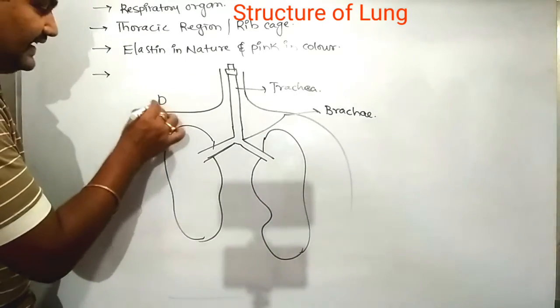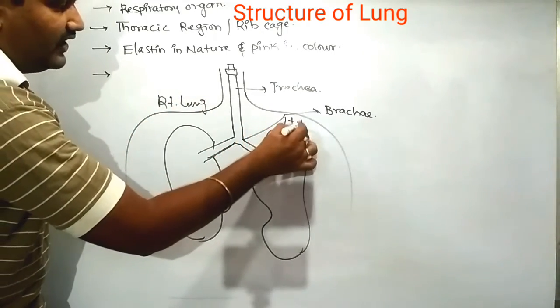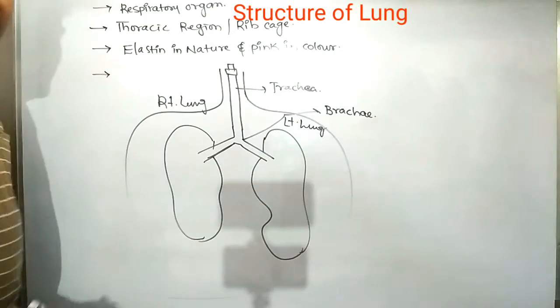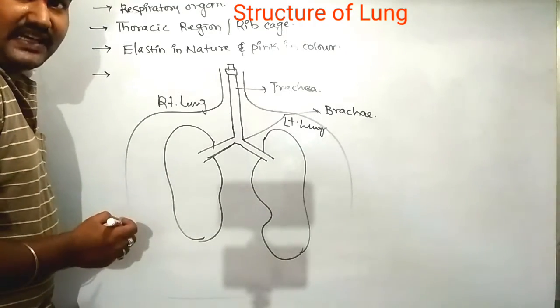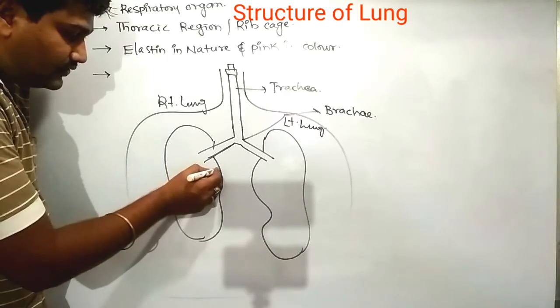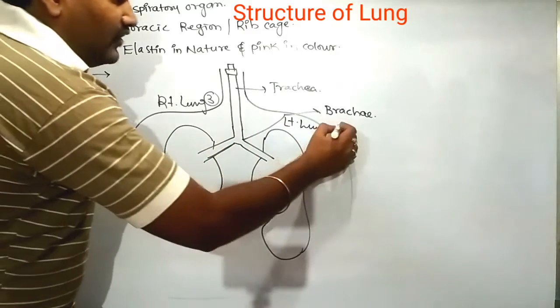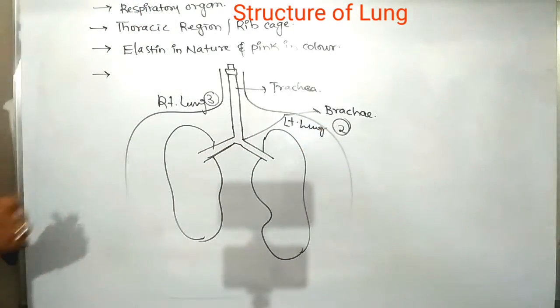So this one is the right lung. This one is the left lung. The right lung can be split into how many regions? It consists of 3 lobes, and the left lung contains 2 lobes.